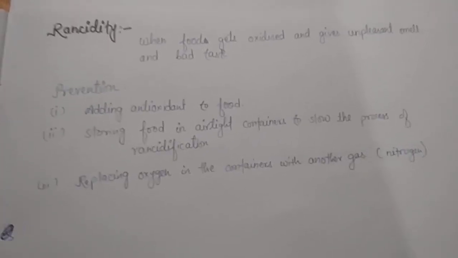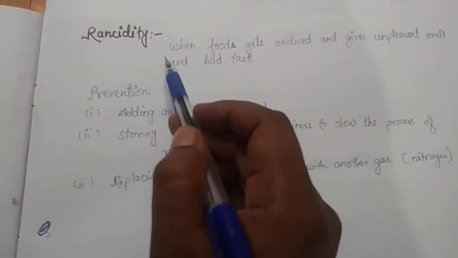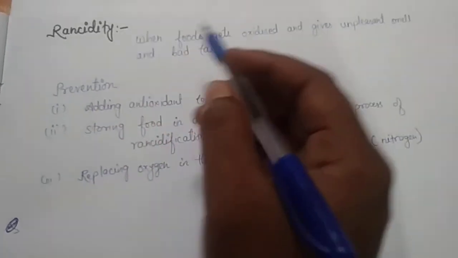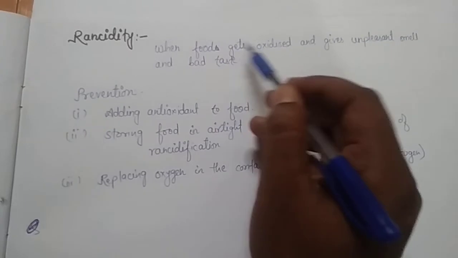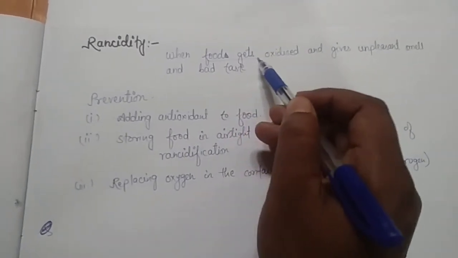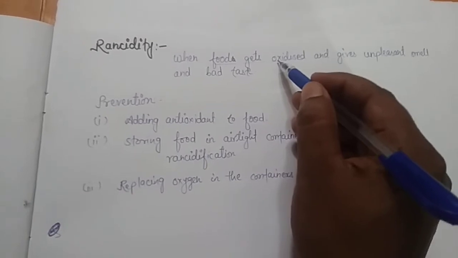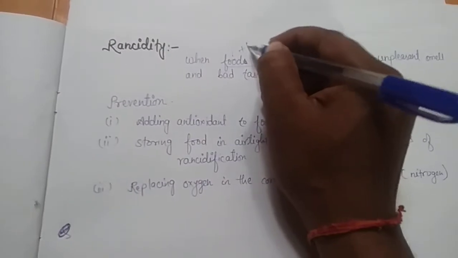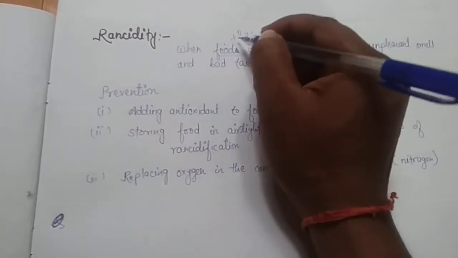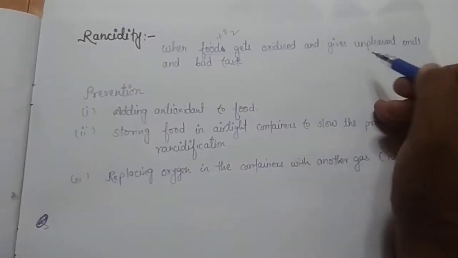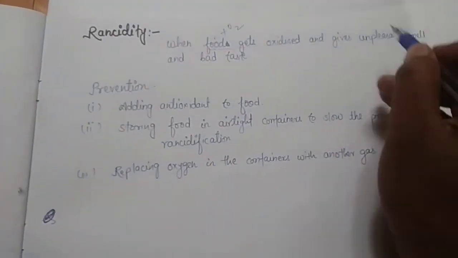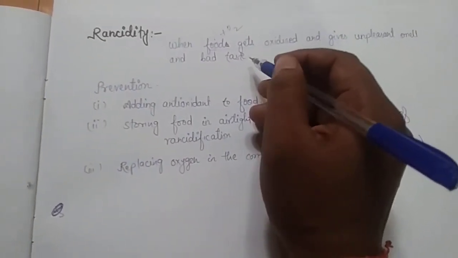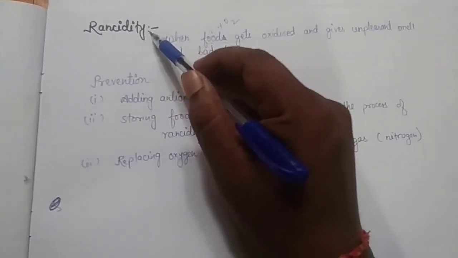Now the next topic is rancidity. The harmful effect of oxidation on food is called rancidity. See, children, when food material gets oxidized, means when the food combines with oxygen. Keep in mind, when food combines with oxygen and gets oxidized, if it gives an unpleasant smell and bad taste, then this is known as rancidity.